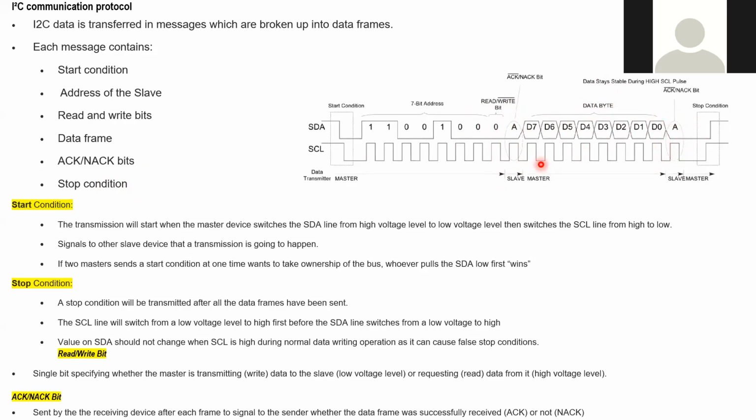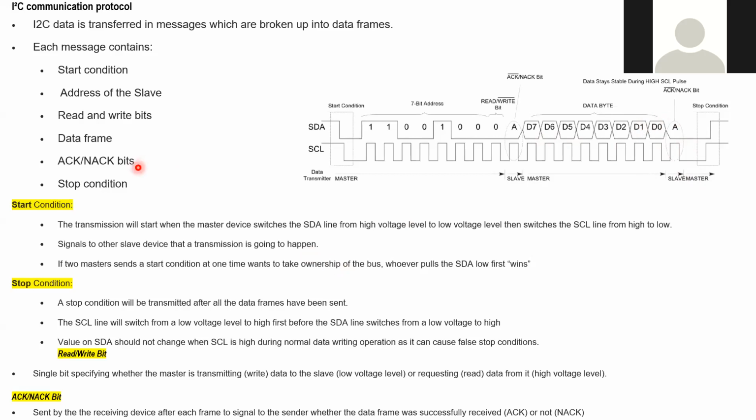So we have 2 acknowledgement bits. One is after receiving the address, then the other after receiving the data. And the next one is when it is not acknowledged, the NACK bit. Then the stop condition. I think it is very easy for you to remember the communication protocol. That is start condition, stop condition, address of the slave, then the data, whether we have to read the data or write the data, and similarly the acknowledgement bit after the reception of the address and after the reception of the data.